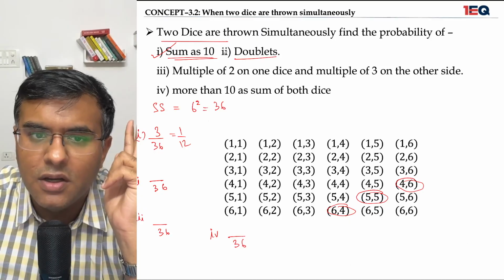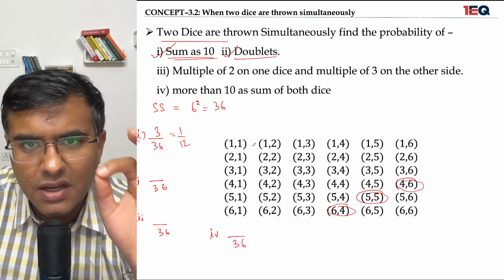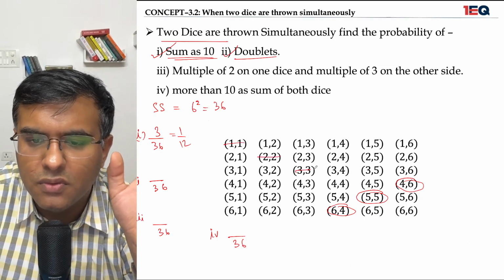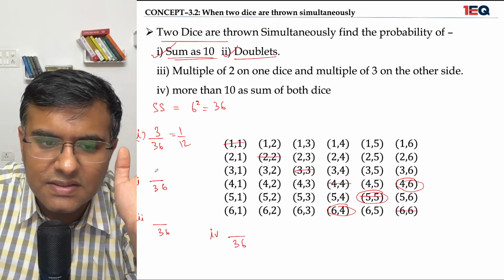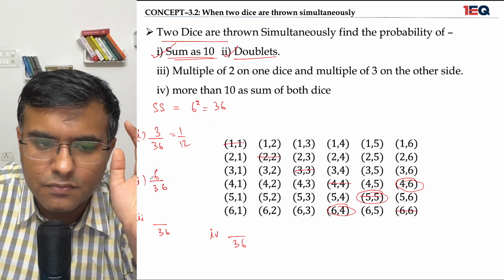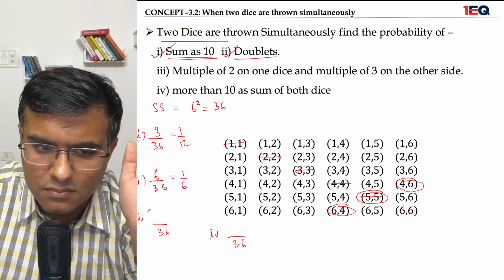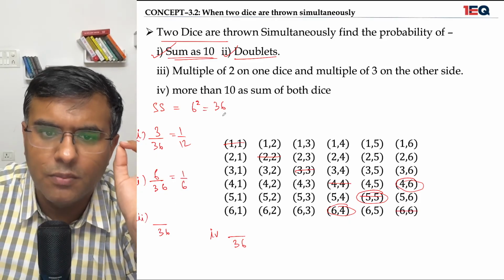Second, doublets. Doublets means that both the numbers which are occurring are the same. So doublets would be 1 1, 2 2, 3 3, 4 4, 5 5 and 6 6. So there are 6 occurrences of doublets, and 6 upon 36 is nothing but 1 by 6. Simple. Moving on.